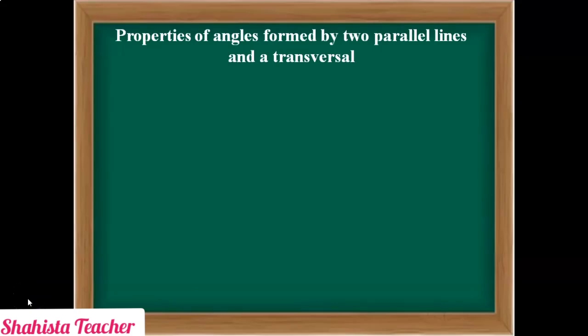Students, let's study the property of angles formed by two parallel lines and a transversal. If we observe carefully, we get the following pairs of angles. First, we have to draw two parallel lines and one intersecting line, a transversal.